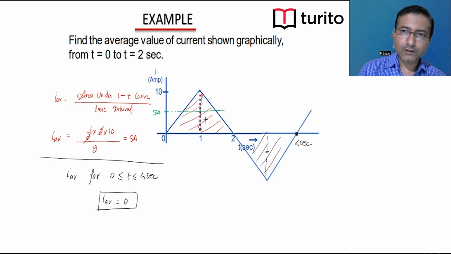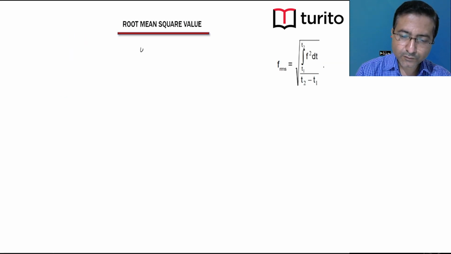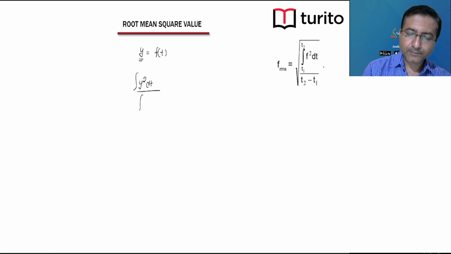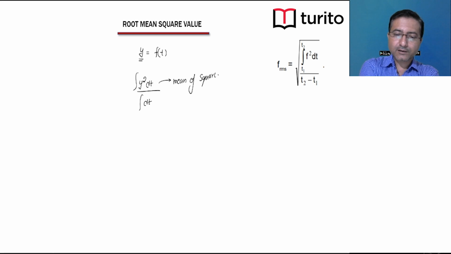Now we will define one more term, which is called RMS, root mean square. Let's see that. RMS: if y is written as a function of time this way, this y can be current, voltage, power, it can be anything, right? First what we do, we get the mean of square. Once we have the mean of square, we put a root over it, and it is called root mean square.